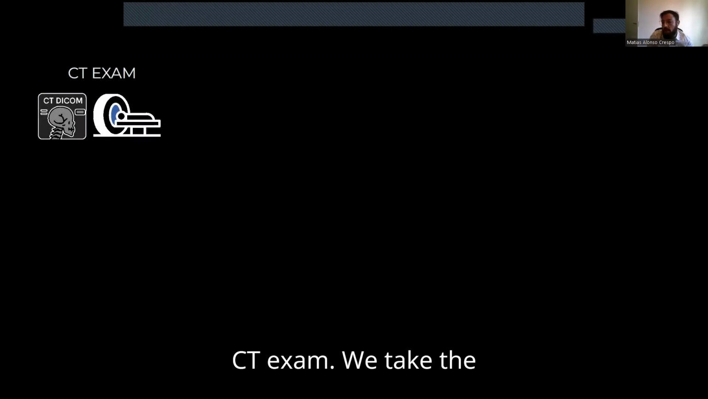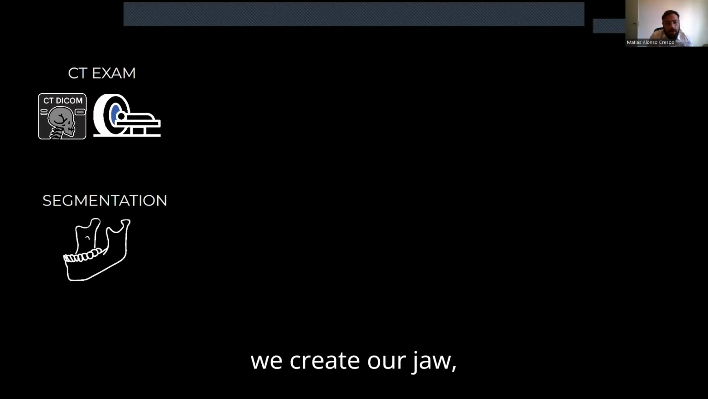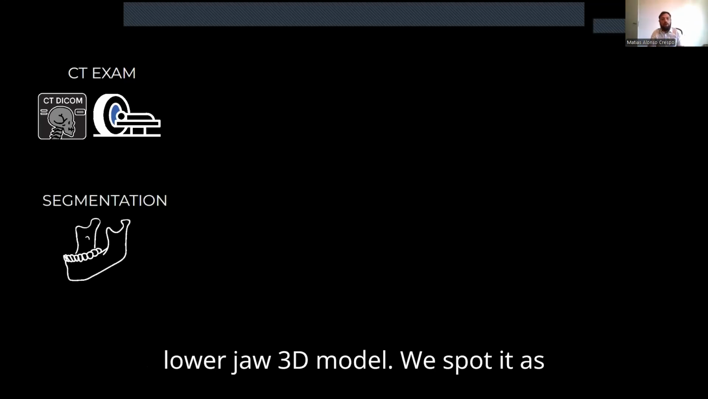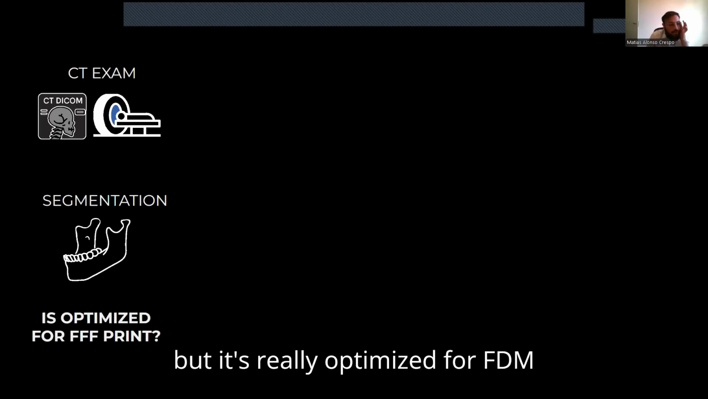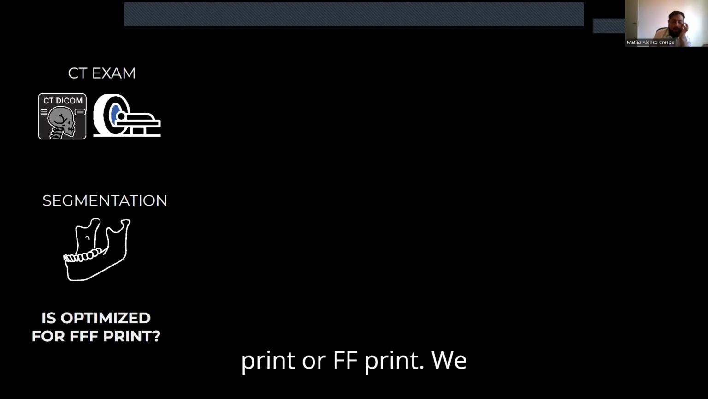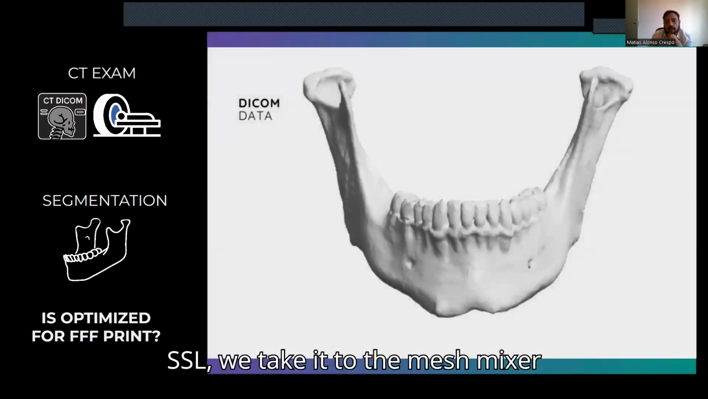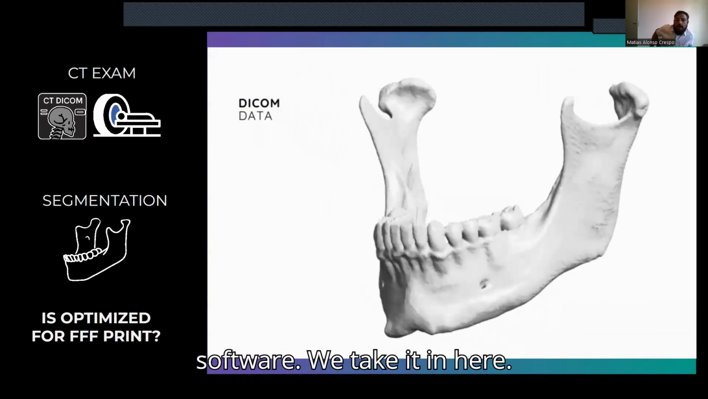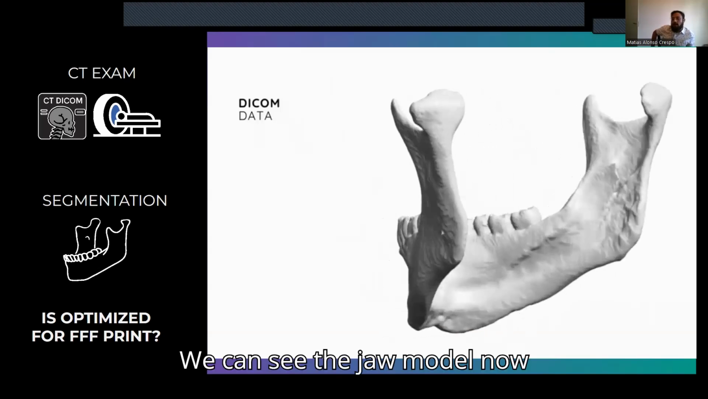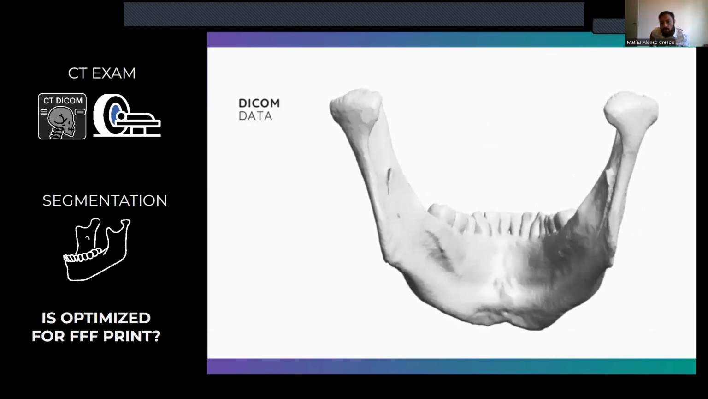We have the most common virtual surgical approach. So we have a CT exam, we take the information, we make our segmentation, we create our lower jaw 3D model, we export it as STL, and we send it to print, but it's not really optimized for FDM or FFF print. We take this STL to the Meshmixer software. This is an open source software. We take it here. We can see the jaw model now moving.